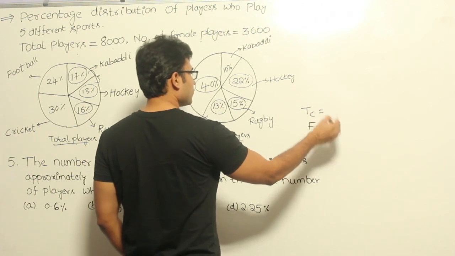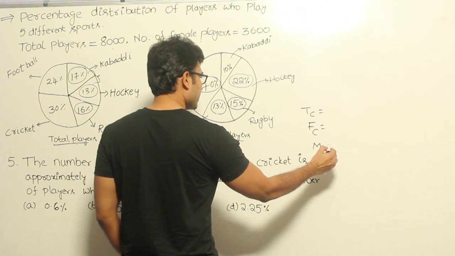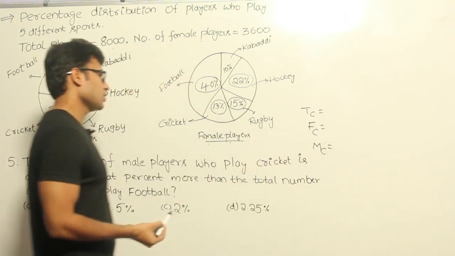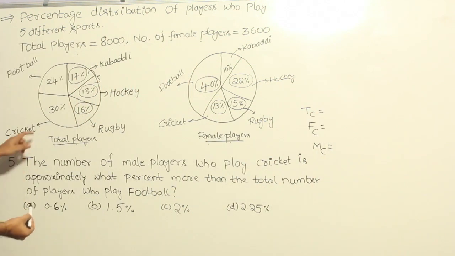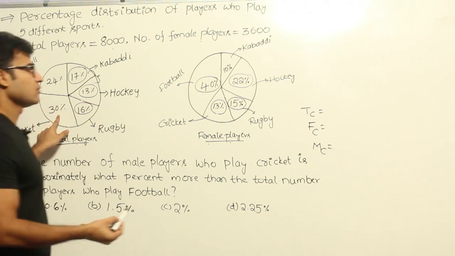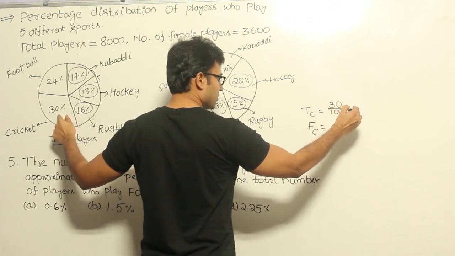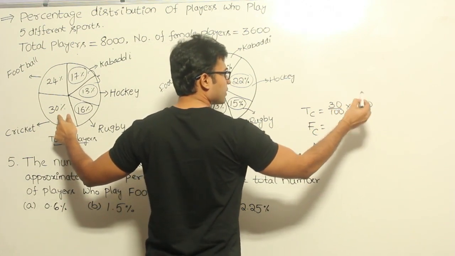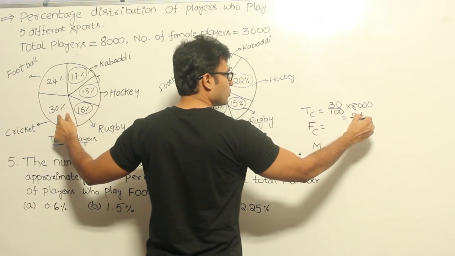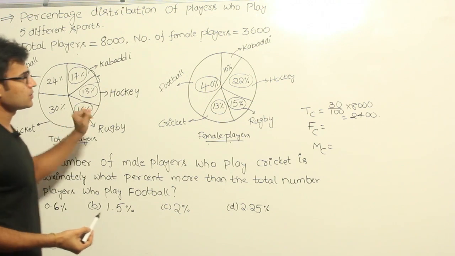Now if you find out the difference, it is going to give us the total number of male players who play cricket. Okay, first let's find out the total number of players who play cricket. So the total number of players who play cricket is 30% of the total players. Therefore it is going to be 30 by 100 into total players, which is 8,000, right? So you are going to get 2,400.